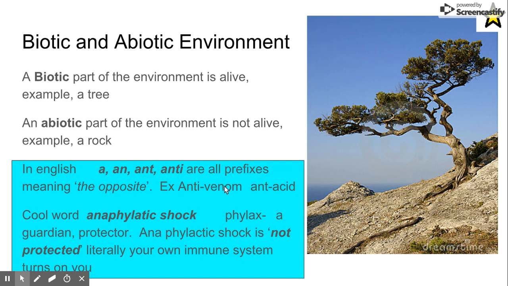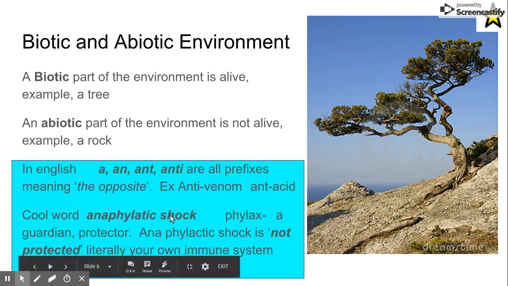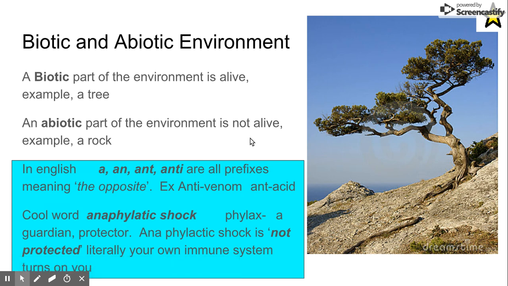So anti-venom, if you got bit by a snake, antacid, if you want to counteract acid. Even anaphylactic shock means you are no longer protected, not defended. Your own immune system is now turned on you. Not every single word in English with an A in front of it means the opposite. So an apple is its own word. There's no such thing as a pole that an apple is the opposite of. But it's a pretty good indicator when you see an a, an, ant, anti put in front of a word that it's the opposite of the prior word.